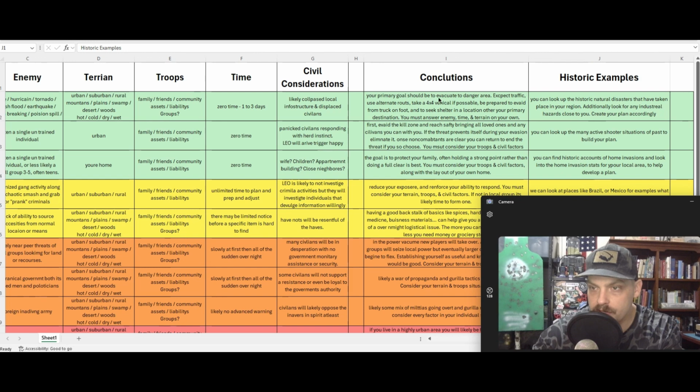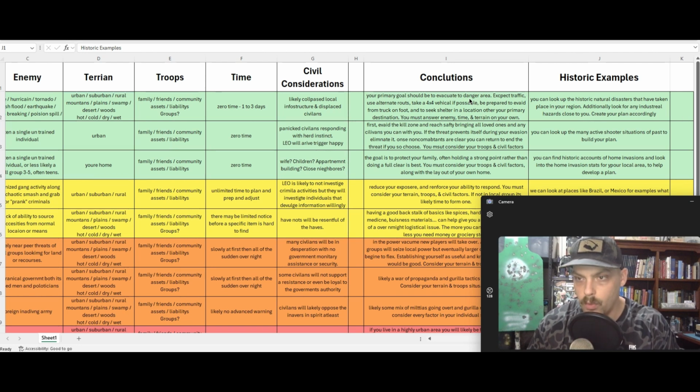Your primary goal should be to evacuate the danger area, expect traffic, use alternative routes, take a 4x4 vehicle if possible, be prepared to evade from truck to on foot, and seek shelter in a location other than your primary destination. I.e., some impromptu place on the side of the road, or even if you have a destination in mind, you might get rerouted and not able to get there and get stuck in a humanitarian Red Cross shelter or something like that. Okay, so I'm not going to include all the ins and outs, but think about what things you should pack to excel in those environments and take those with you.